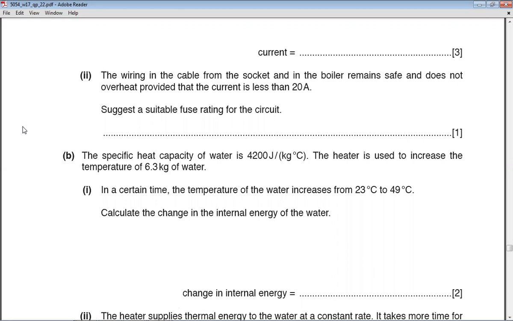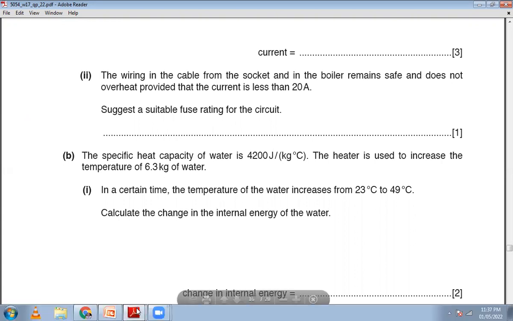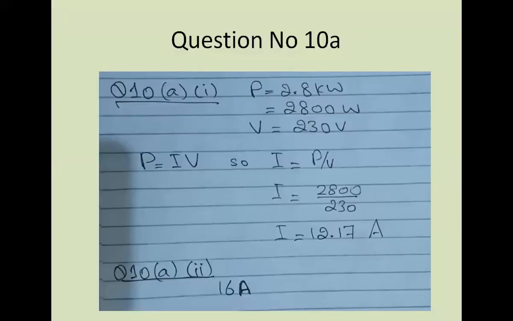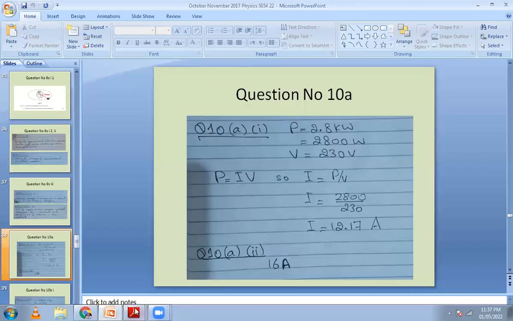So what should be the rating of the fuse? The rating of the fuse should be more than 12.17 ampere. It can be 13 ampere, it can be 16 ampere, but it cannot be more than 20 ampere. So write any number which is more than 12.17 ampere and less than 20 amperes. Because if you provide 20 ampere current, the wiring will overheat. So the rating of the fuse, for example, I say it should be 16 ampere. So here you can see I have shown question number 10A, second part, 16 ampere.